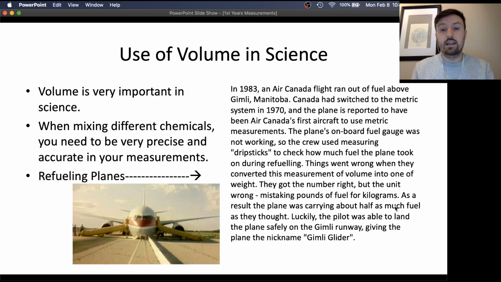And for example, even in everyday life, I won't read this whole story, but when people refuel planes, they need to understand how volume relates to weight and all that other stuff. If they get it wrong, you might not have enough fuel, and the plane might go down. That's what happened here. It was similar to the previous story of the Mars probe, where they converted wrong, and instead of having the amount of pounds of fuel, they had kilograms, and they didn't have enough, and then the plane went down. So just an everyday example of how volume is very important, even in something as important as a plane. You don't want those going down.